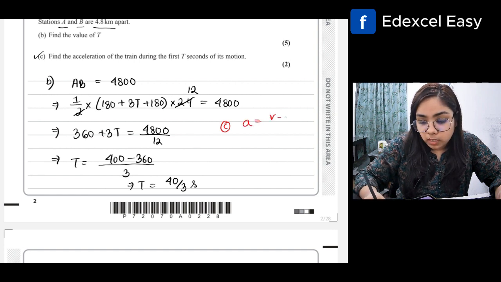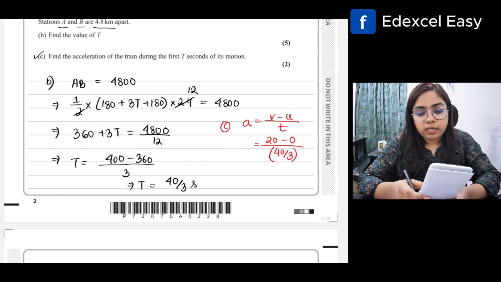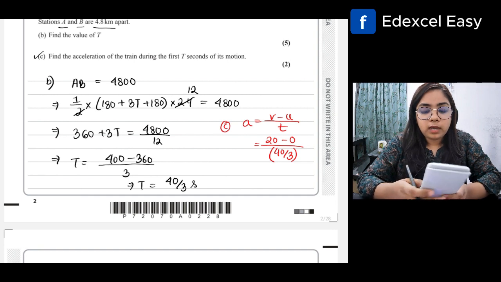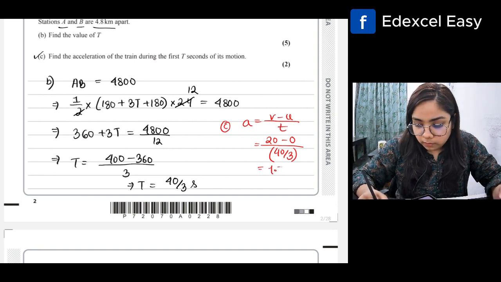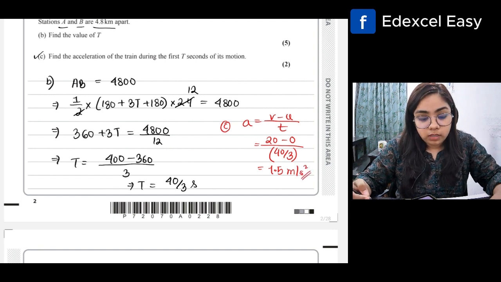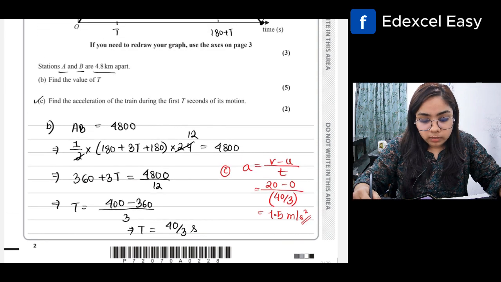a is equal to v minus u over t, which is 20 minus 0 over 40 over 3, right? That is just it. So 20 divided by 40 by 3, and you are going to get 1.5 meters per second squared, right? That was the value for your acceleration over here. So with this, our question 1 entirely ends.